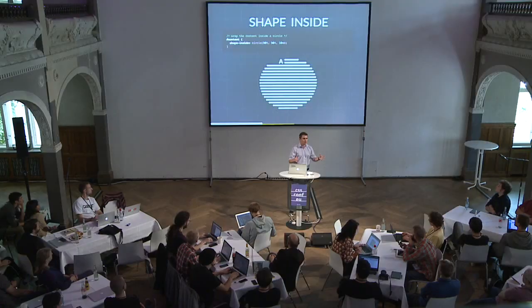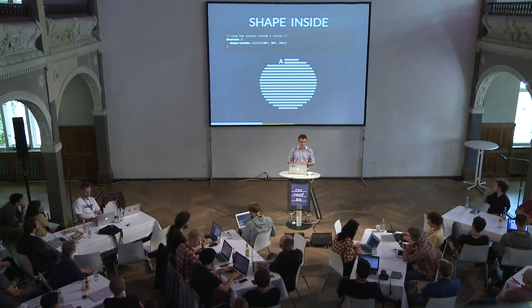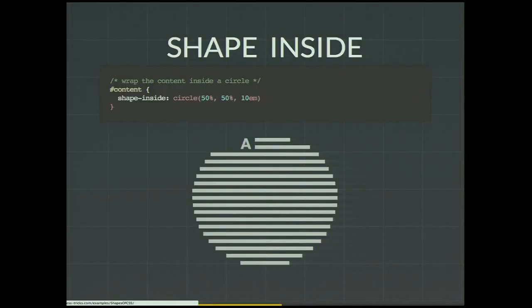CSS Shapes is a way to define practical, reusable shapes that can affect the content on the page. And shapes come in two shapes. You have shape inside, which controls the wrapping of the content within an element. So you can wrap text inside of a circle, for example. The shape inside works with a number of functions. So we can have circles, ellipses, which are basically squished circles, rectangles, or polygons.